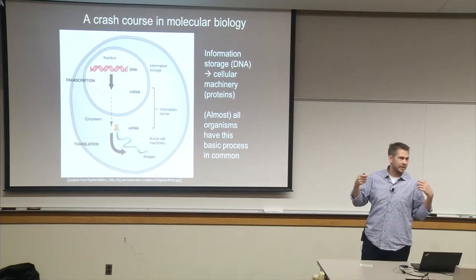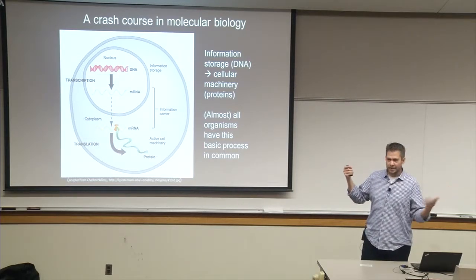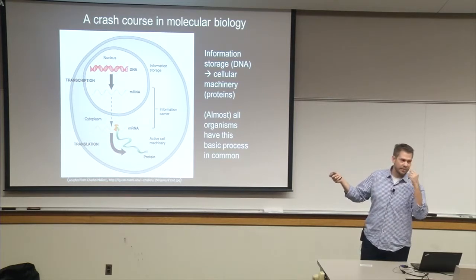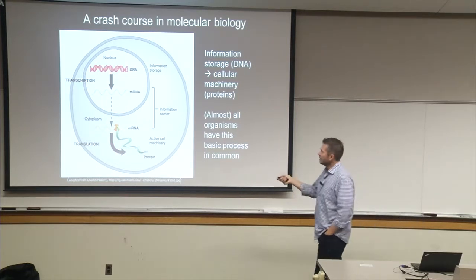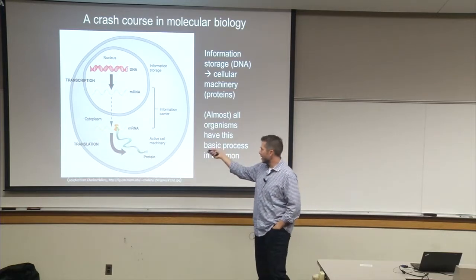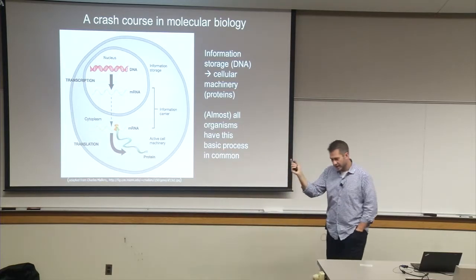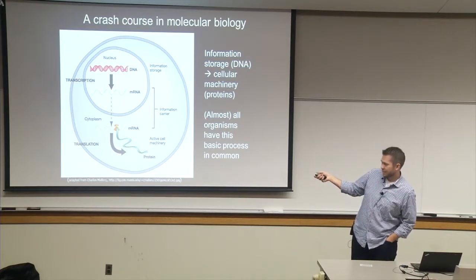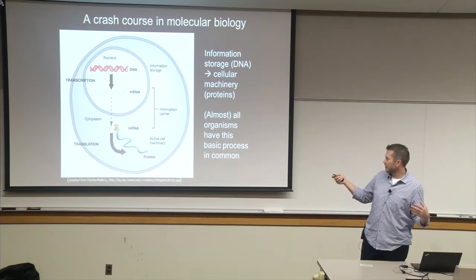So what makes my heart different than my brain, different than my skin cells, is which of these units are turned on at different times. So which genes are expressed at different times. And this is what we call the messenger RNA. Messenger RNA is a temporary message that's actually translated by a machine called the ribosome in the cell into proteins.